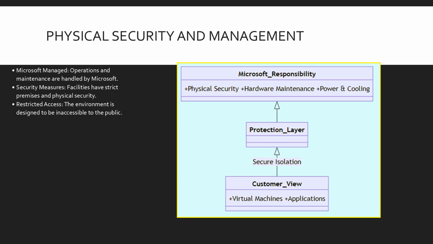This class diagram separates responsibilities. The top class, Microsoft Responsibility, includes physical security, hardware maintenance, and power and cooling. A protection layer separates this from the customer view, which contains your VMs and applications. This demonstrates the security boundary where Microsoft secures the physical facility, isolating your resources from external physical threats.